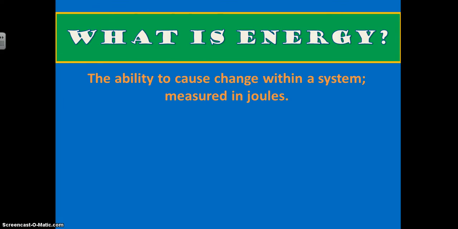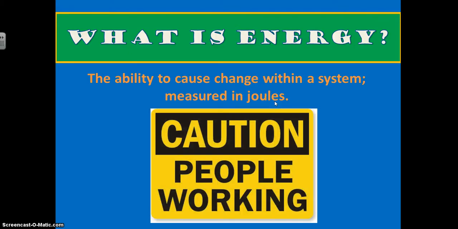In order to raise that arm, your body had to use energy. So if there is a change in a system, energy was used to make that change. So the definition is the ability to cause change within a system. And the system can be really anything that you want it to be. And energy is measured in joules. The unit for energy is joules. And anytime you do work, you are causing a change in a system, and you are using energy to do that.